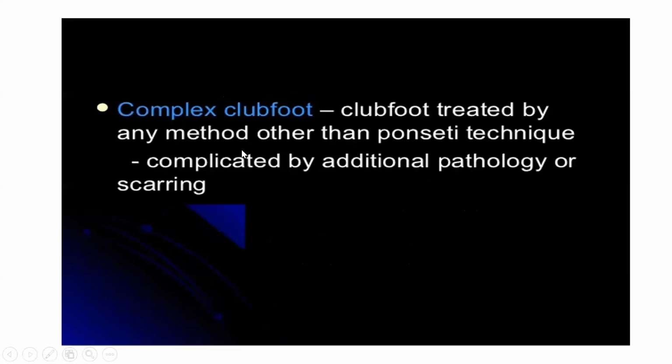Complex clubfoot: a normal clubfoot is corrected by stretching, but a complex clubfoot has many other issues and is not easily correctable. It can be corrected by bony operations or soft tissue release. So it is a complex type, not a simple clubfoot. The simple clubfoot can normally be restored by stretching.